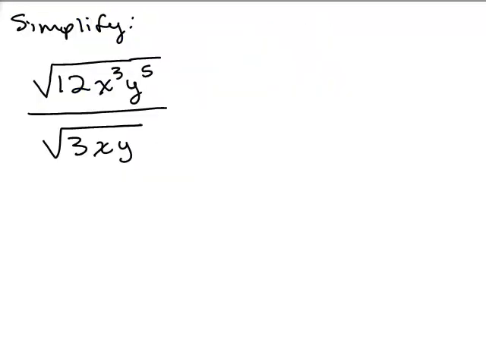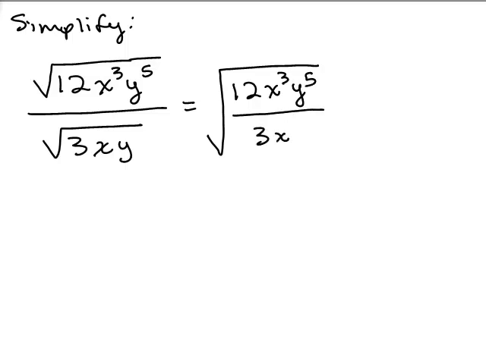All right, here's a different problem. Simplify the square root of 12x cubed y to the 5th over the square root of 3xy. In this case, it's easier to go backwards and write this as one big square root to see if anything cancels. So I have 12x cubed y to the 5th over 3xy, all under one radical sign. And now we can simplify that fraction. 12 over 3 is going to be the 4.